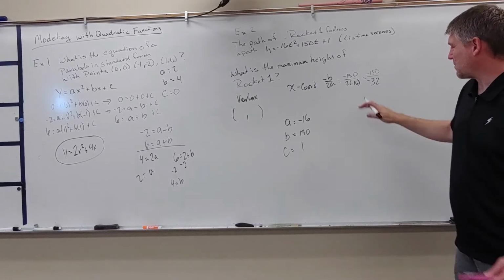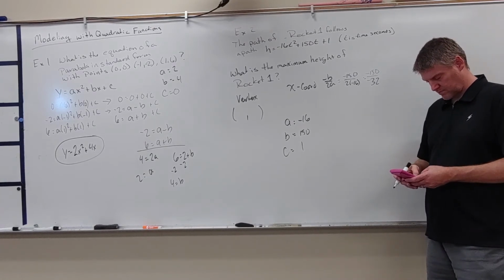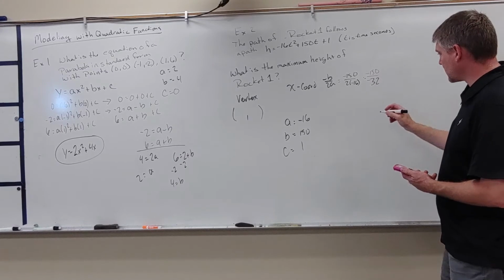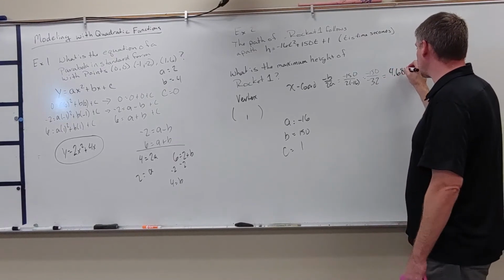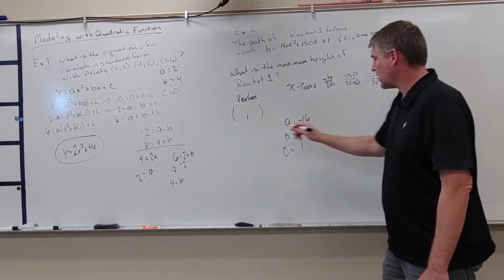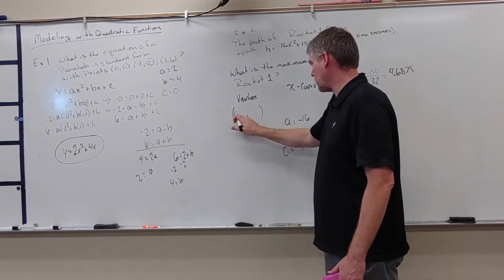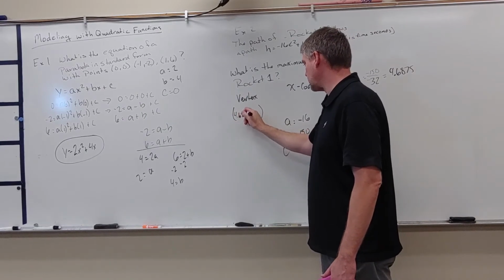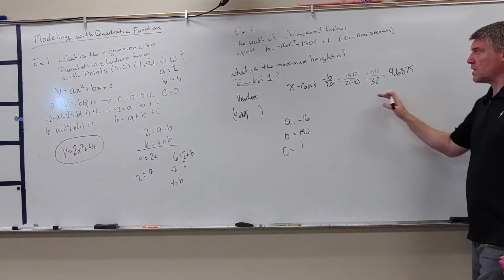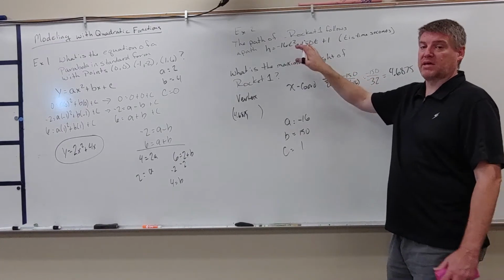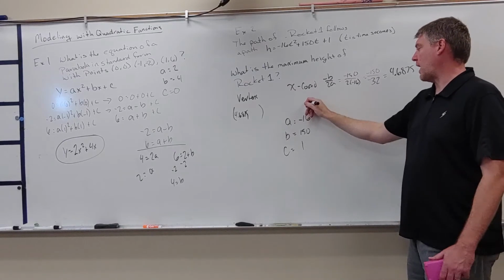All right? So I'm going to find out what this is in decimal form. And that's going to give me 4.6875. Okay, so I'm going to write that in here. 4.6875. Now I'm going to take this value and I'm going to plug it in up here because I need to plug it in to find my y.